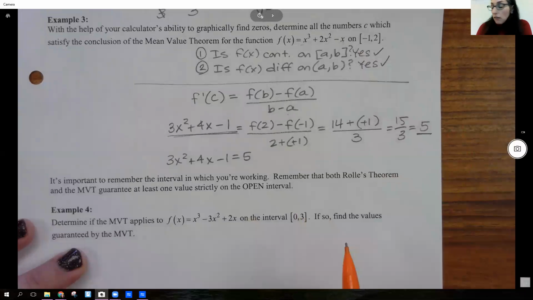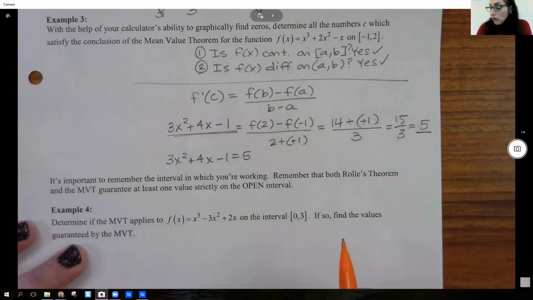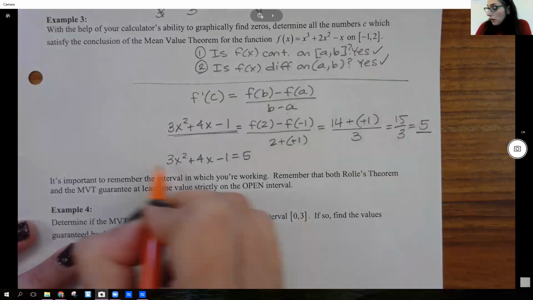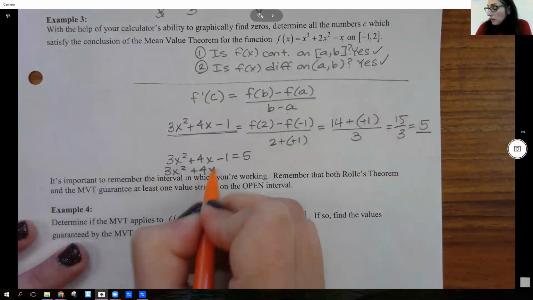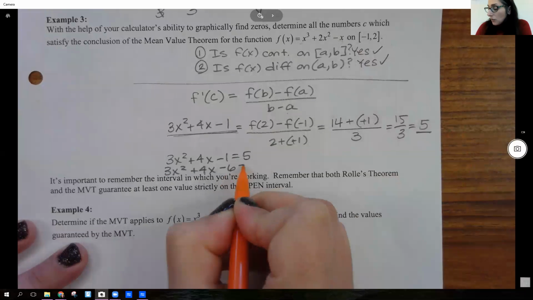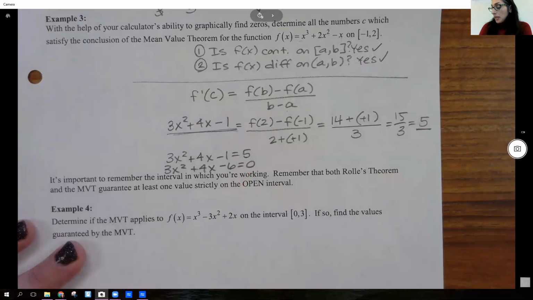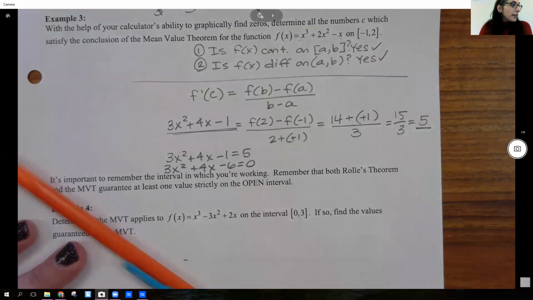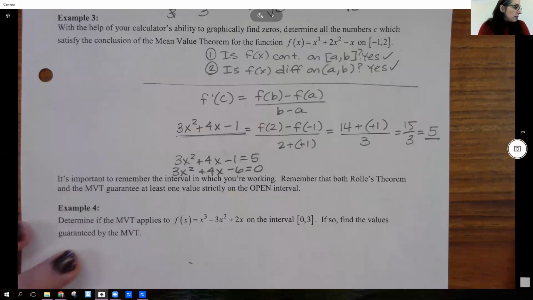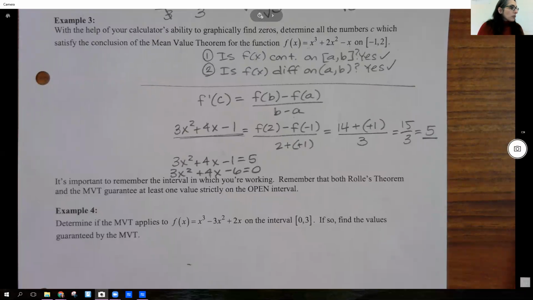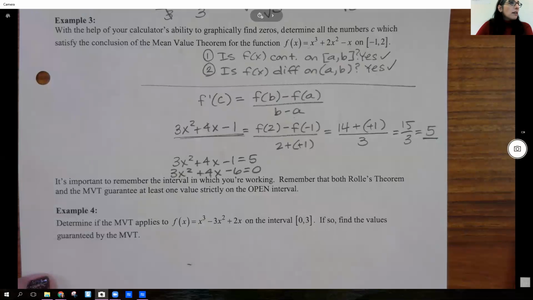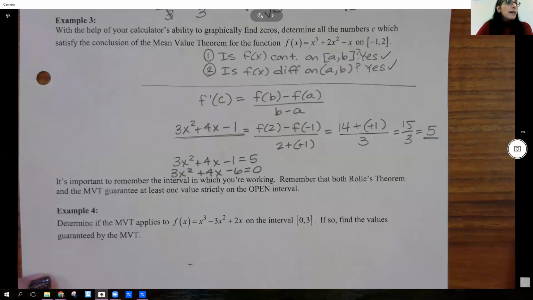That's quadratic. We are going to set it equal to 0. So 3x squared plus 4x, subtract 5, minus 6 equals 0. That doesn't factor very nicely, which is why we're allowed to use our calculator for this. So we need to find the roots for that. I'm just going to use Desmos since I have it open already.